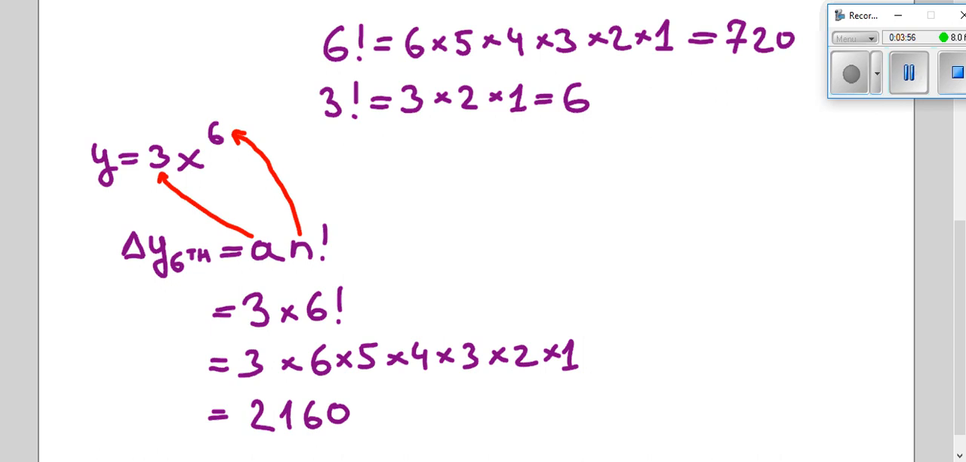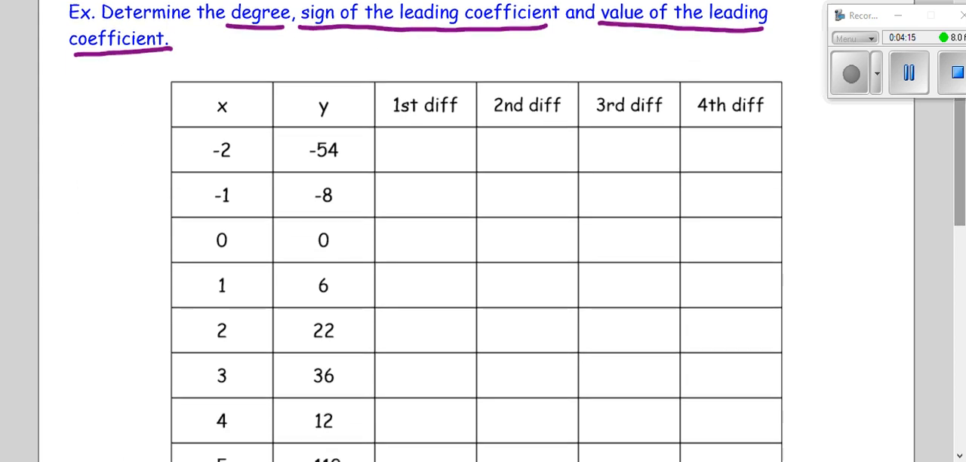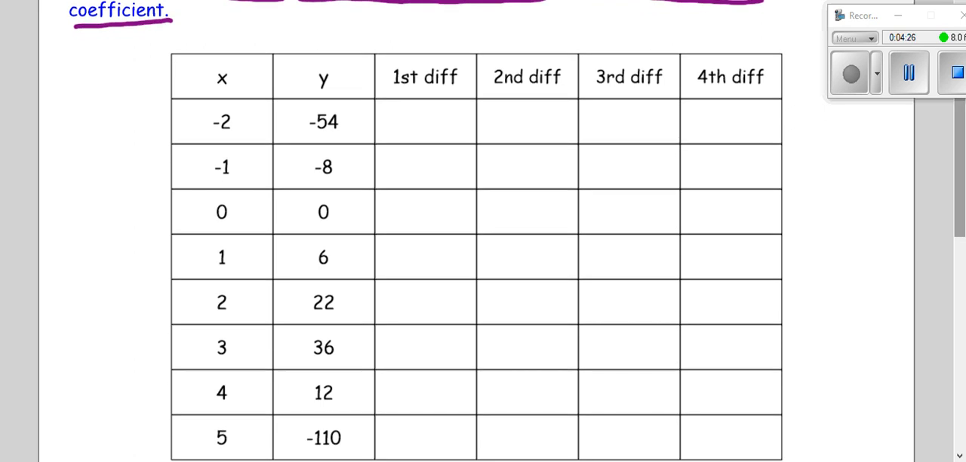Another type of question that we are going to encounter is something like this on the next page. In this question, it says that we need to determine the degree, the sign of the leading coefficient, and the value of the leading coefficient. We only have the table of values with x and y values entered. So unfortunately, we do have to do some first, second, third, fourth differences and determine what kind of polynomial this is. If our first differences are the same, then it's going to be easy. We know that it's a linear function and we can go from there.